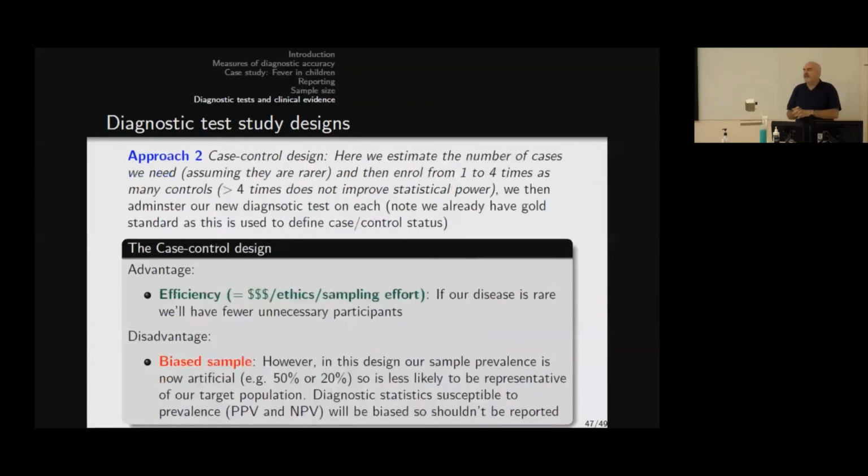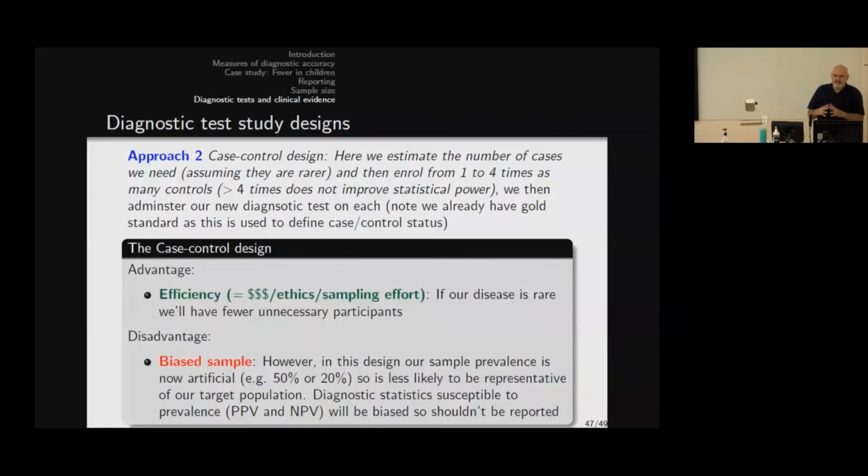The other approach is a case control type design. Here we estimate the number of cases we need. So we might need 50, 60, 70 cases. And then we enroll from 1 to 4 times as many controls. After you have 4 times as many controls, there's no point in enrolling extra controls. It does nothing for you, and that's well known for people who do case control studies. We never match more than 4 controls to 1 case. It's pointless. It doesn't increase power, so more than 4 times the number of controls does not improve statistical power.